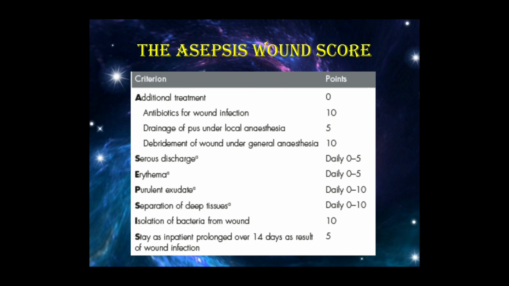If the score is 0 to 10, it indicates satisfactory healing. If the score is 11 to 20, there is disturbance of wound healing. The wound may not heal properly or may not form a healthy scar. If the score is 20 to 30, there is minor wound infection. A score of 31 to 40 indicates moderate wound infection. More than 40 is severe wound infection. So this is how the wound score has been classified.